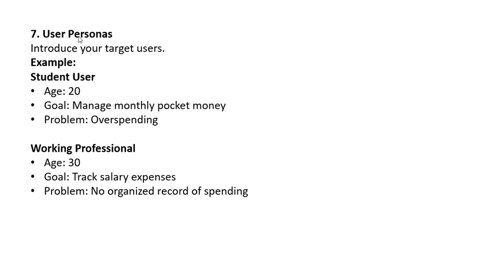Seventh is user personas. Introduce your targeted users. For example: the student user, age 20, whose goal is to manage monthly pocket money and whose problem is overspending. And the working professional, age 30, whose goal is to track salary expenses and whose problem is no organized record of spending.